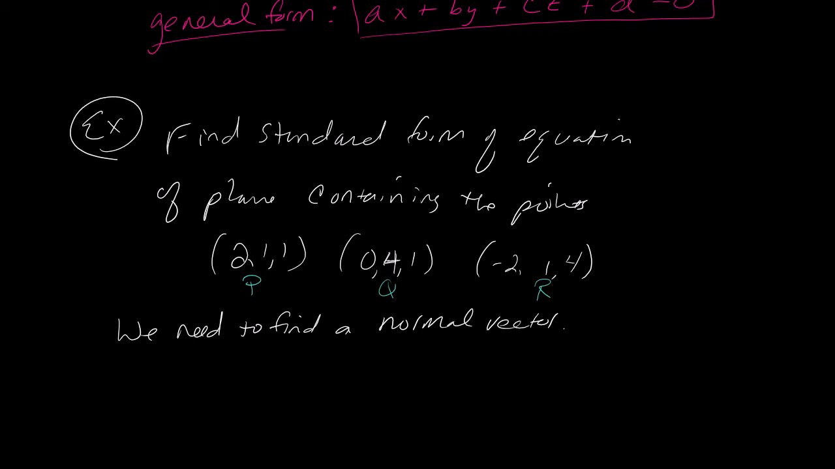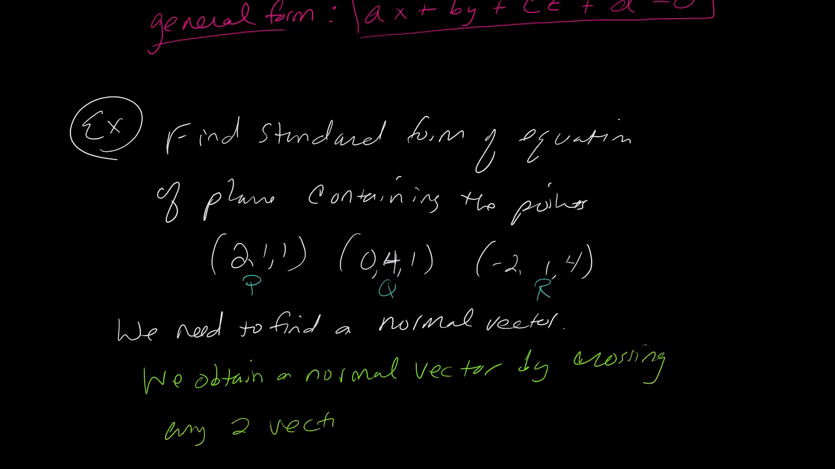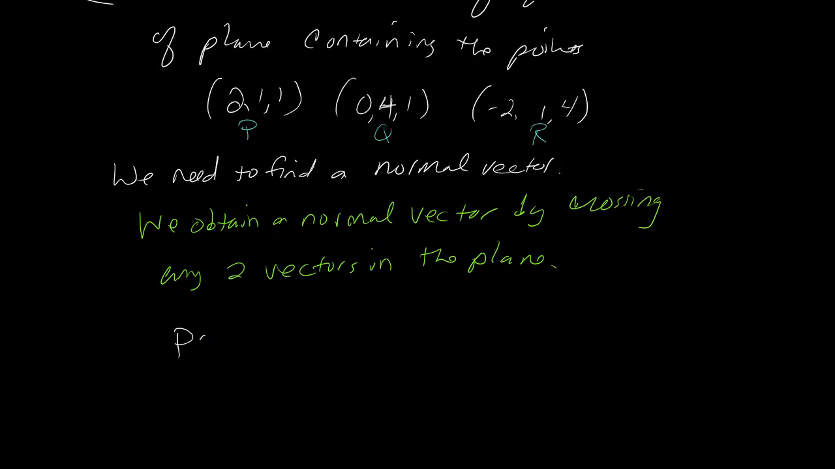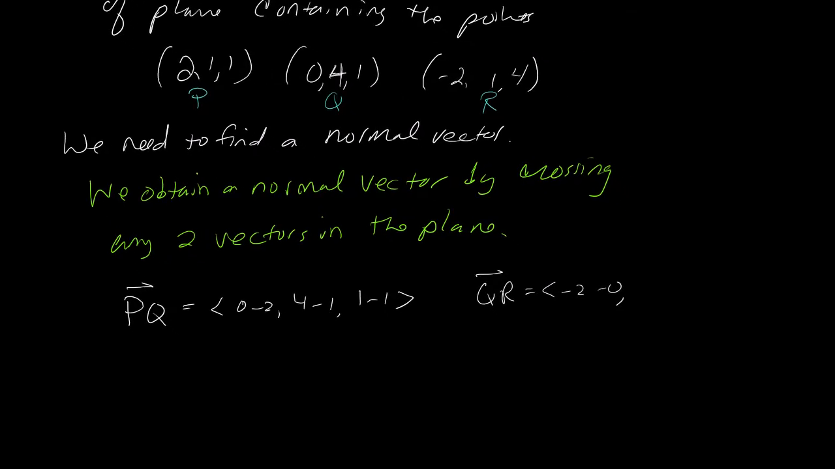So let me write that down. We obtain a normal vector by crossing any 2 vectors in the plane. Okay. So I need a couple of vectors in the plane. So let's do PQ. That's going to be 0 minus 2, 4 minus 1, and 1 minus 1. And let's do QR. So that'll be negative 2 minus 0, 1 minus 4, and 4 minus 1.